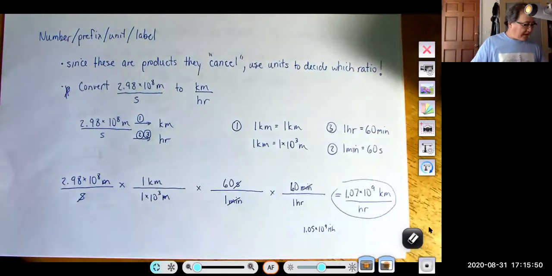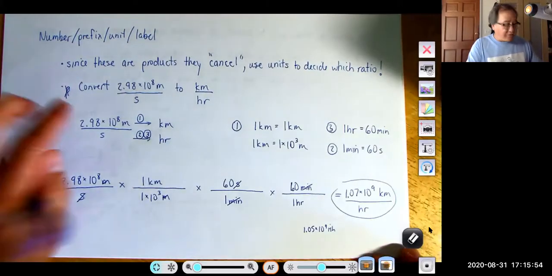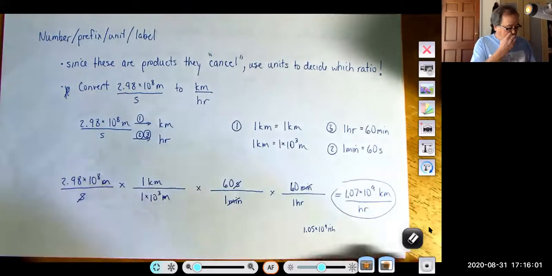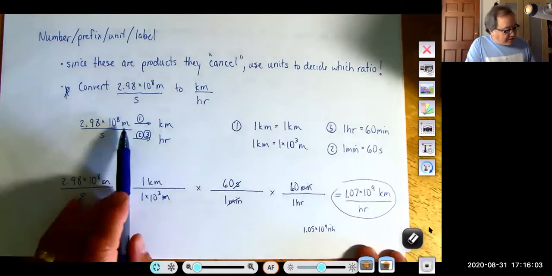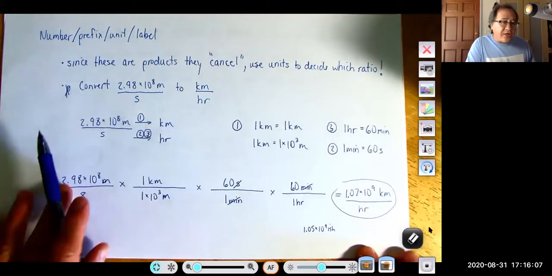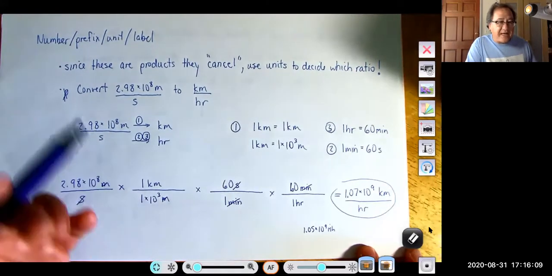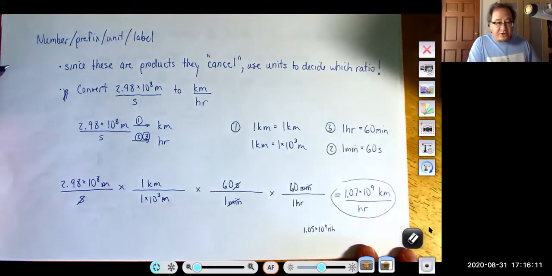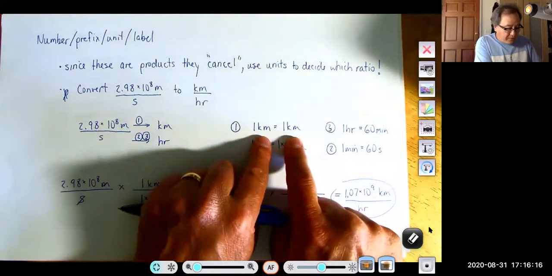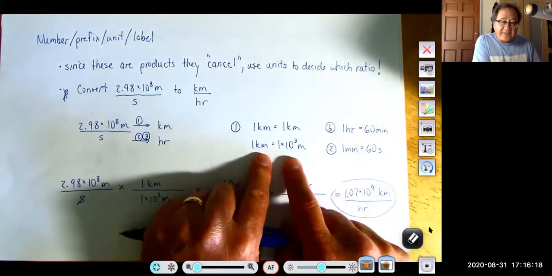So let's take a look at a problem here. The problem is to convert 2.98 times 10 to the 8 meters per second to kilometers per hour. So I figured that to turn meters into kilometers, I'm going to need a conversion between meters and kilometers. And because I know what the prefix kilo means, I can figure out that conversion. And here it is: 1 kilometer is 1 times 10 to the 3rd meters.